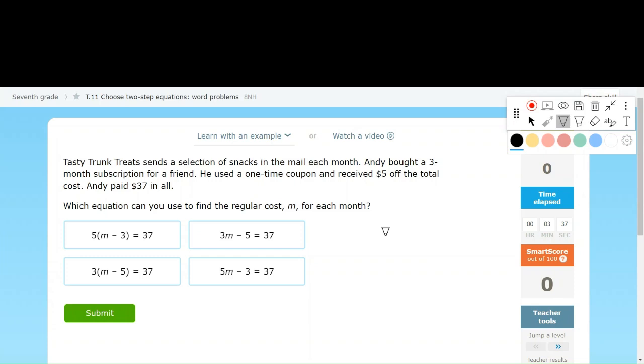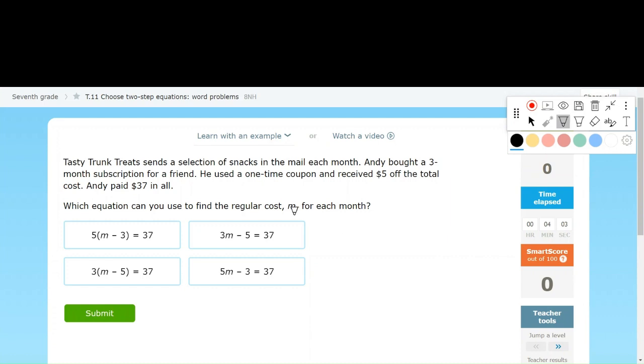Today, we're going to be talking about equations with word problems. Tasty Trunk Treats sends a selection of snacks in the mail each month. Andy bought a 3-month subscription for a friend. He used a one time coupon and received $5 off the total cost. Andy paid $37 in total. Which equation can you use to find the regular cost m for each month?